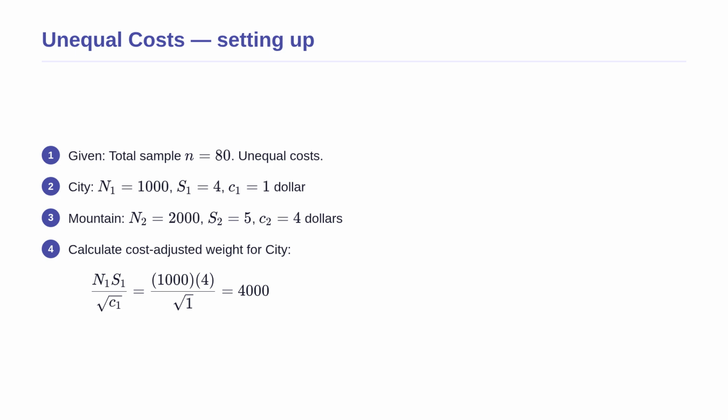Because costs differ, we must divide the priority weight by the square root of the cost. For the city, we multiply 1,000 by 4 and divide by the square root of 1. This gives a final priority weight of 4,000. Because the cost is so low, their priority remains very high.